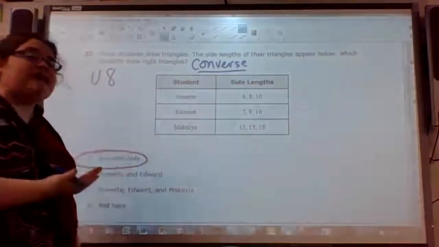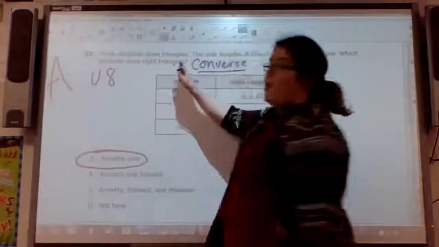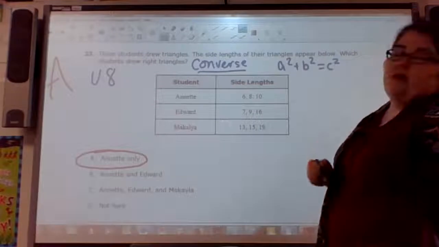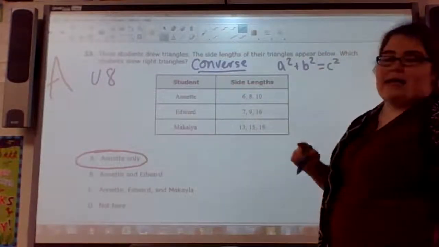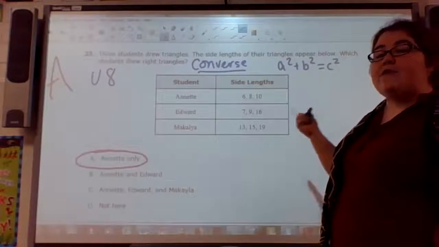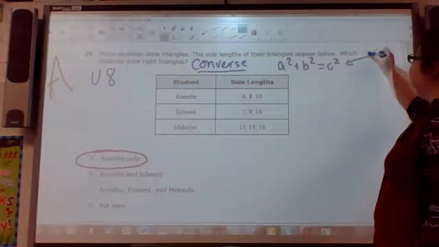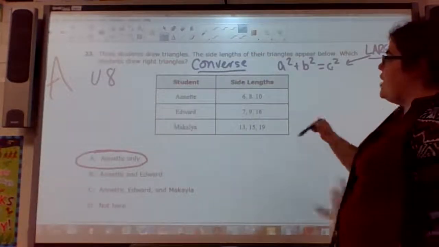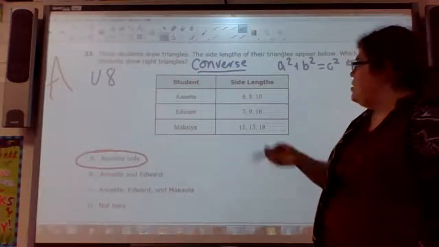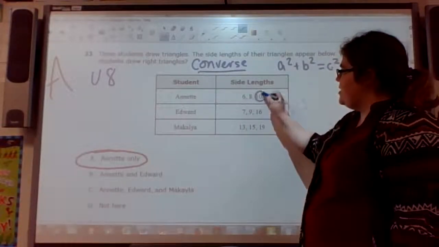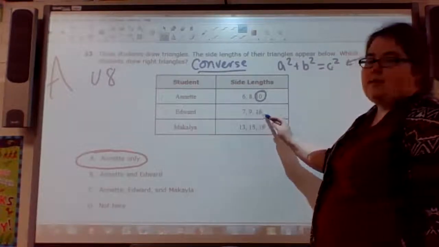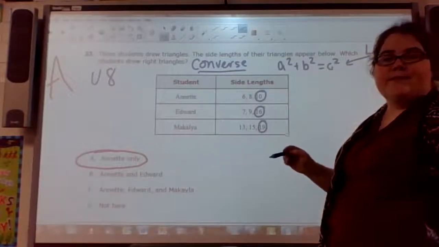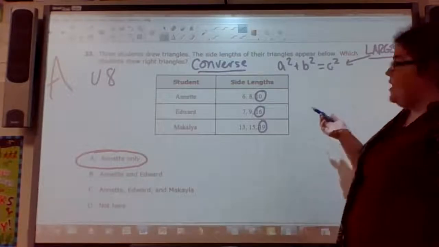And what the converse states is that in any right triangle, a squared plus b squared equals c squared. So I'm going to plug my side lengths into this equation. But I have to remember that c is always the largest side. Always. So I'm going to go through each of these. I'm going to circle my c. 6, 8, 10. 10 is the largest. That's my c. 7, 9, 16. 16 is my c. 13, 15, 19. 19 is my c.